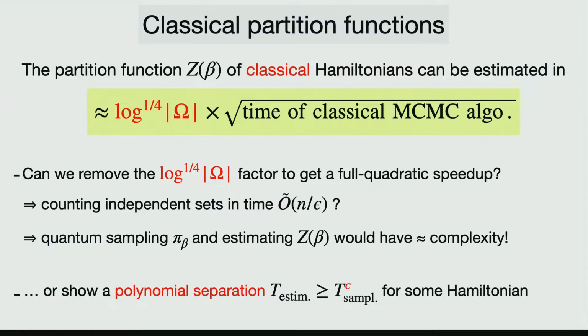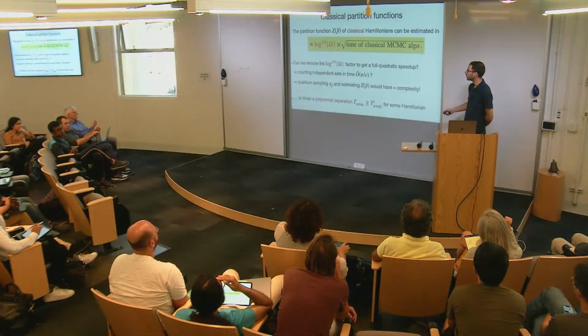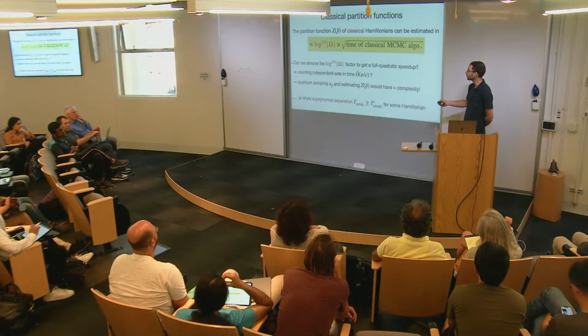Can you explain where this log is coming from, because I'm confused. Where the log of omega is coming from? Did you explain this, or did I miss this? Where does it come from? This one? Yes.